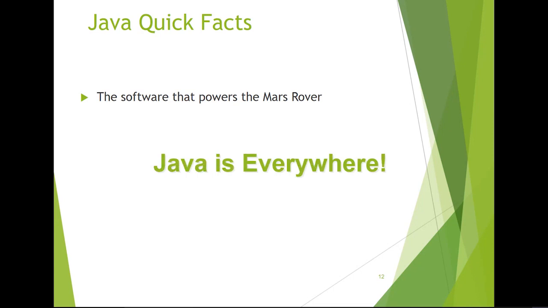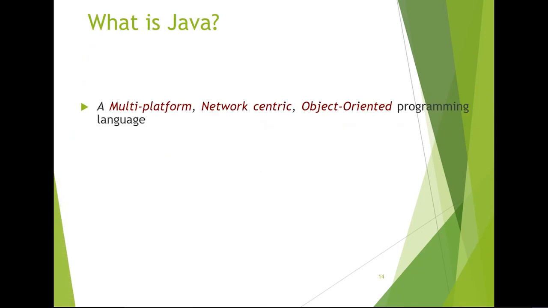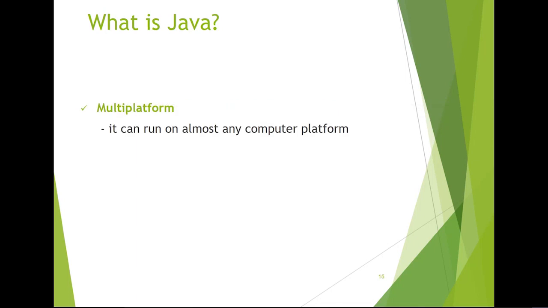Okay? So, next we have Java language. Java is a multi-platform network-centric object-oriented programming language. Mapapansin nyo, andyan yung keyword, object-oriented programming language. That is why we are using Java for the subject na object-oriented. So multi-platform. What do you mean by multi-platform? It can run in almost any computer platforms. Now, when we say almost any computer platforms, we are now referring to the operating systems na meron tayo.